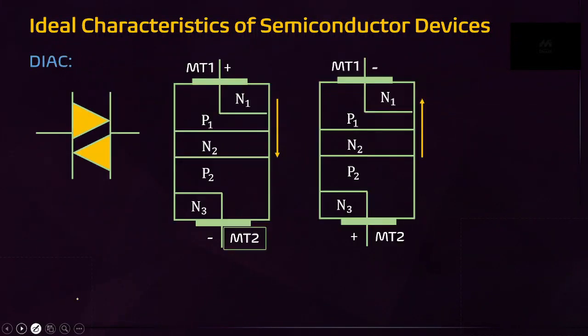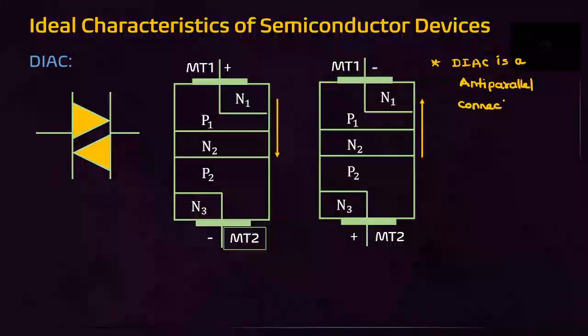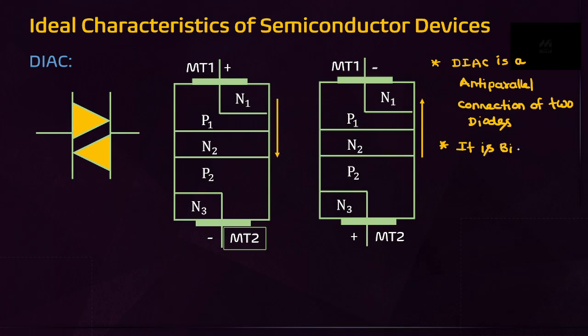Next, we have to concentrate on what the ideal characteristics of a diac are. Students, you know that diac is an anti-parallel connection of two diodes. That is, diac is a bidirectional device, but diode is a unidirectional device.